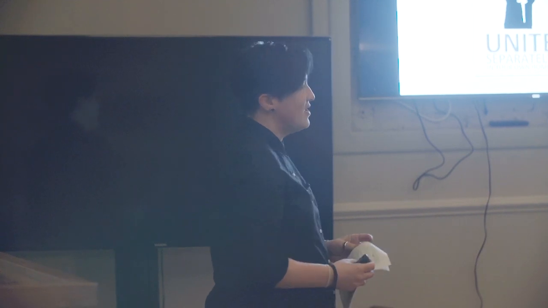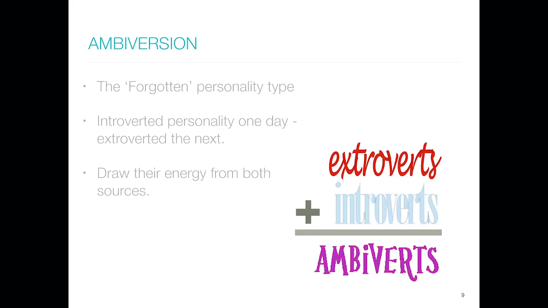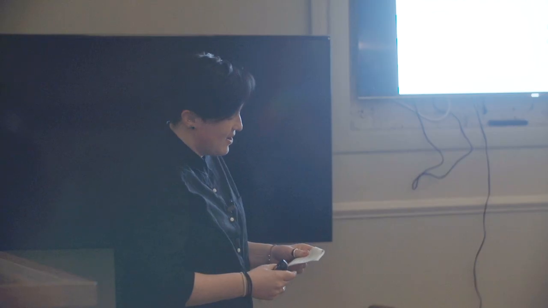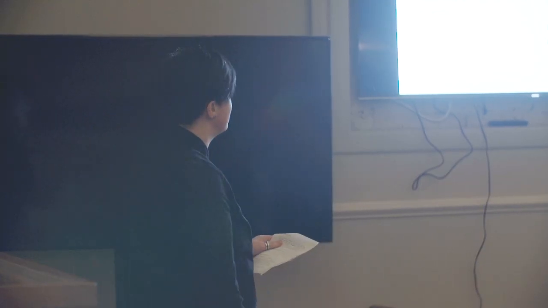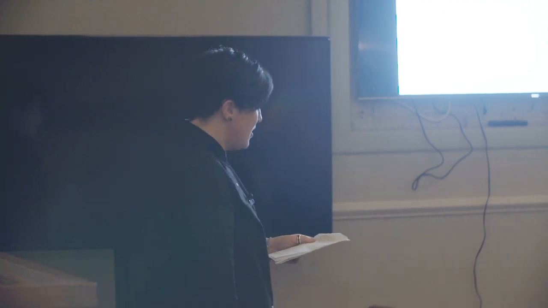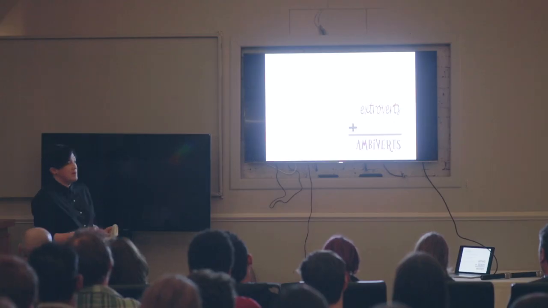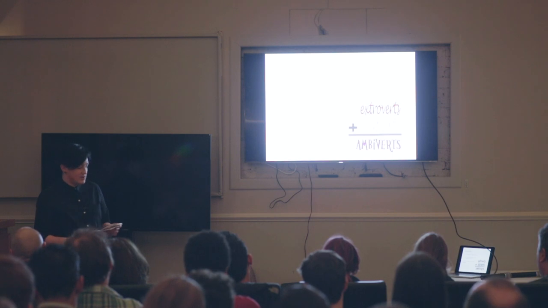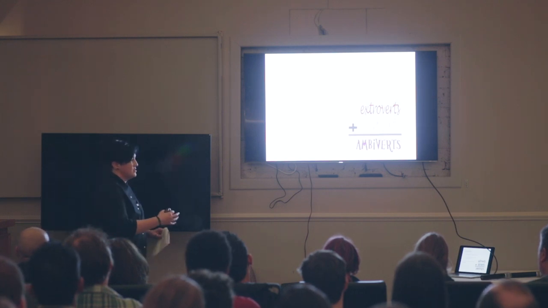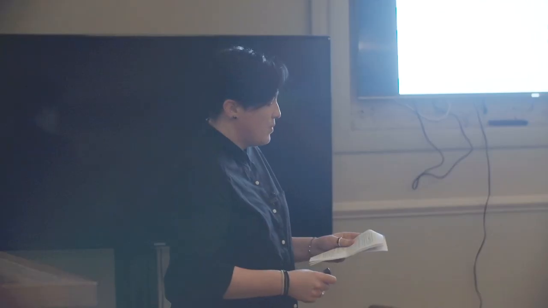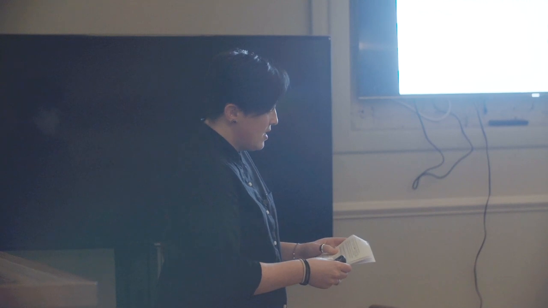I don't know if anybody's heard of ambiversion. Anyone? Yay, one person, brilliant. Carl Jung, who I mentioned at the beginning, also classified this third middle group, and it's also known as the forgotten personality type, because people usually refer to extroverts and introverts and generally don't talk about an ambivert. But not everybody can be 100% extrovert or 100% introvert. So people would have both an extroverted side and an introverted side, one having maybe more predominance over the other. They might be introverted one day and extroverted the other day, drawing their energy from both sources.